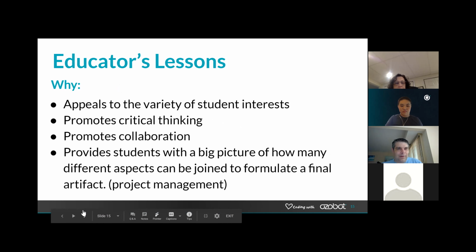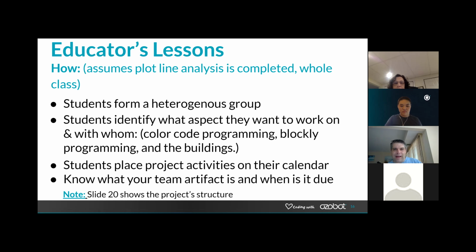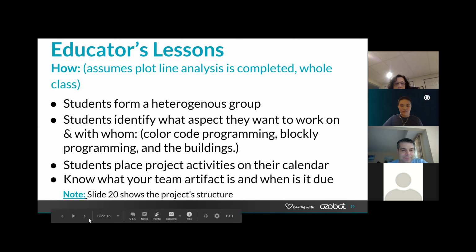The how. This assumes the plot line analysis is completed by the whole class. Students form a heterogeneous group. The students identify what aspects they want to work on and with whom, so they're able to work together. They can choose color code programming, Blockly programming, or the building. So they each have to get their little job. Students place project activities on their calendar. We go back to the time management. Know what your team artifact is and when it is due. So a lot of them are all working together to accomplish this and create their artifact.